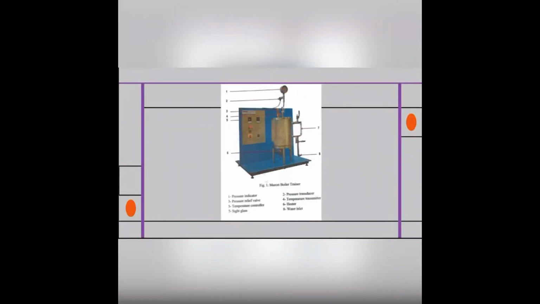Today I want to talk about the apparatus and conclusion. For the apparatus, the Marcet boiler has a pressure indicator, pressure relief valve, temperature controller, sight glass, pressure transducer, temperature transmitter, heater and water inlet.